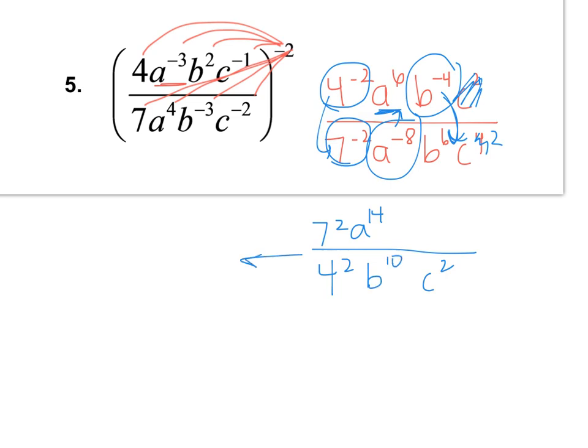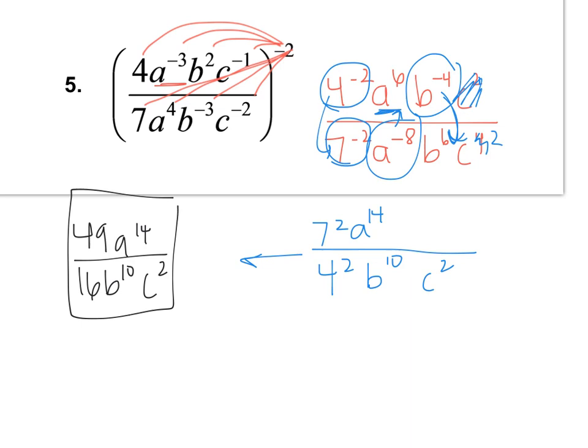So 7 squared is 49, a to the 14th, all over 4 squared is 16, b to the 10th, and c squared would now be my final answer. And I would look to try and simplify 49 over 16, but nothing goes evenly into 49 and 16, so this would be my final answer.